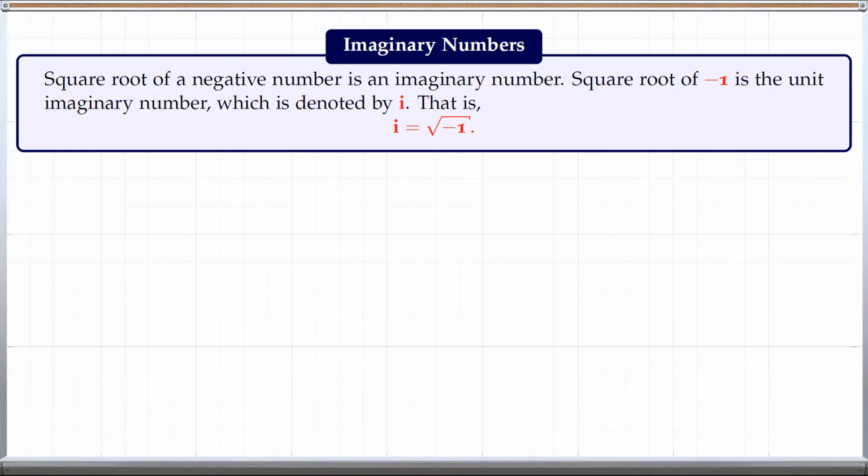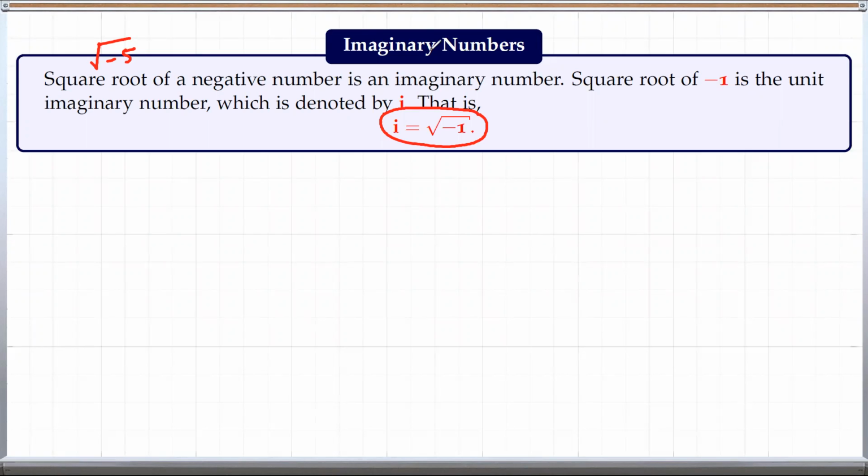So an imaginary number is simply a square root of a negative number. The square root of -1 is the unit imaginary number, which is denoted by i. Basically, i is the square root of -1. Otherwise, the square root of any negative number, like the square root of -5, is an imaginary number because it's not real. If you have the square root of a positive number, it's a real number. Otherwise, if we have the square root of a negative number, we call that an imaginary number.